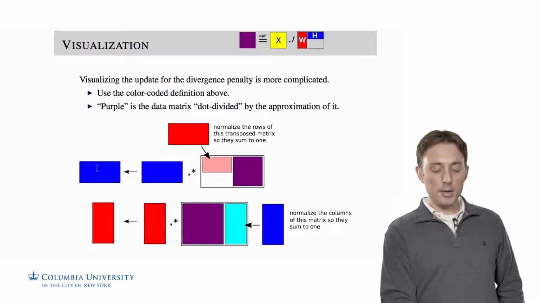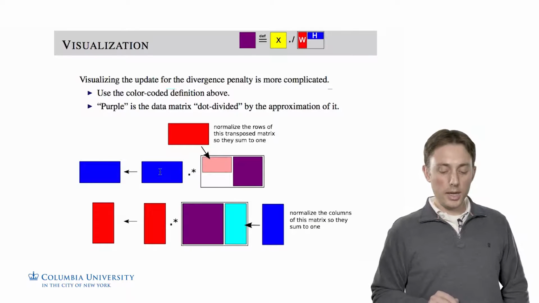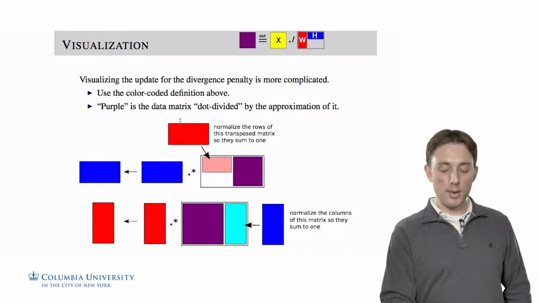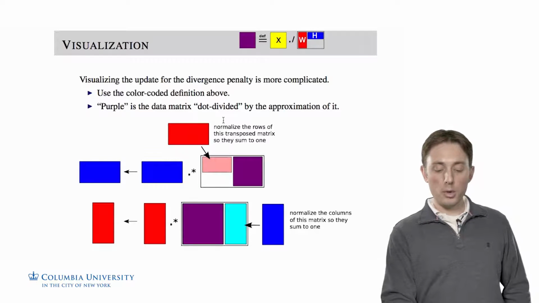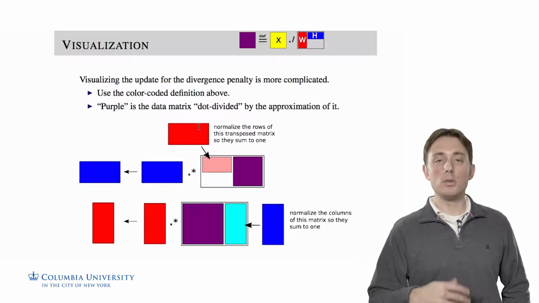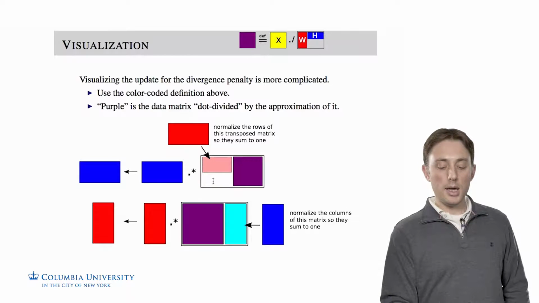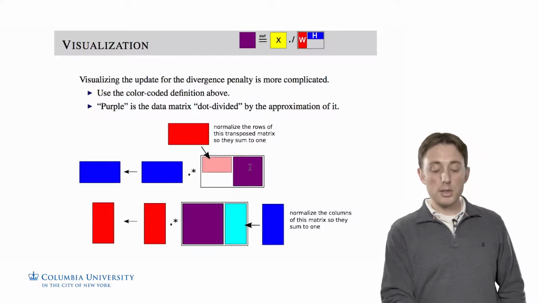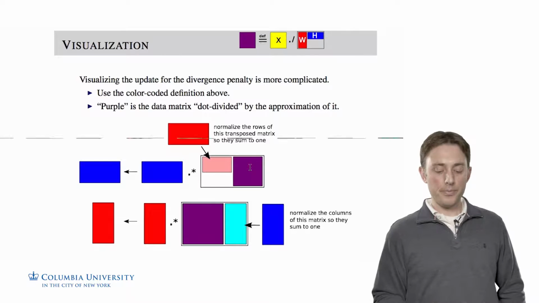Then, to get the update of the H matrix, we take the old H matrix and do element-wise multiplication with the matrix W, where we normalize the columns of this matrix W. So this is W transpose. We normalize the rows of W transpose so that they sum to 1. And then we do matrix multiplication of this matrix with the purple matrix and do element-wise multiplication.